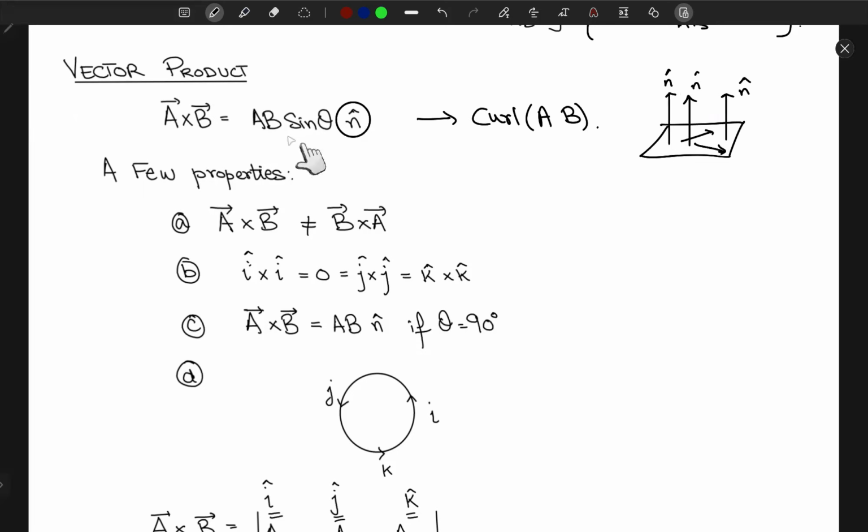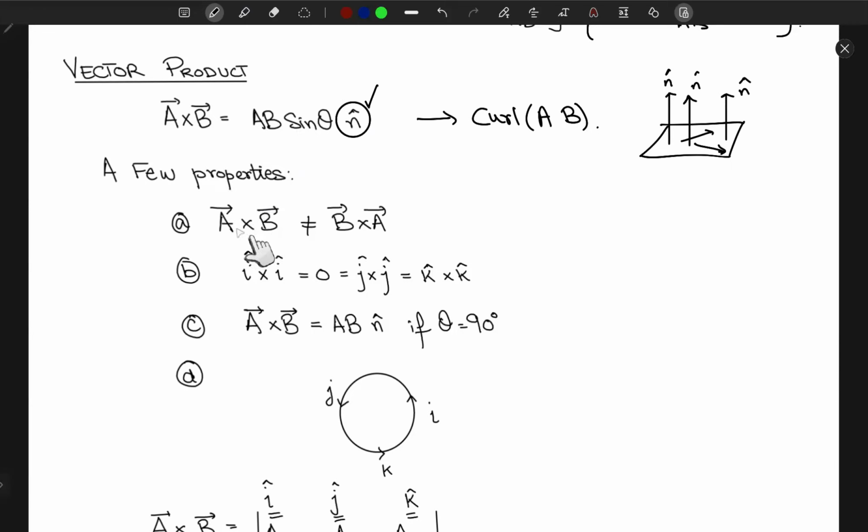Your cross product is defined as AB sine theta N hat. And clearly this means that there is some direction, and that's why it's called the vector product. Now, similarly, the vector product has some properties as well.